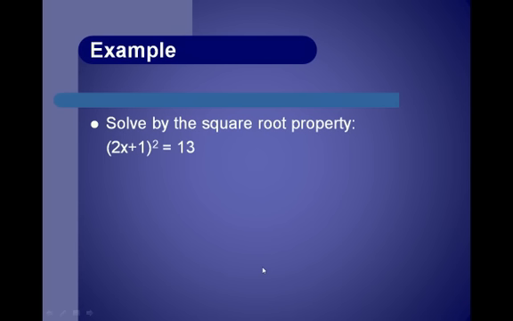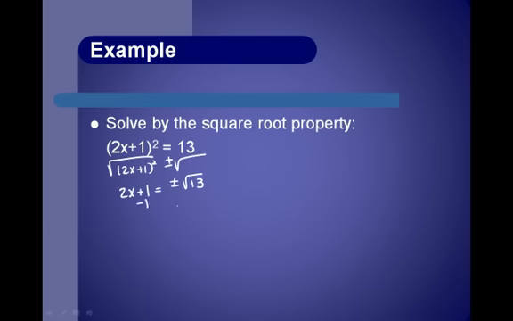Another one. Solve by the square root property. Notice again, something squared equals a number. We're going to square root both sides, consider both cases. Well, when you square root the left side, that's going to cancel and give us 2x plus 1. The right side would just give us positive or negative square root of 13. Now, the square root of 13 will not simplify, so now our job is to solve for x.